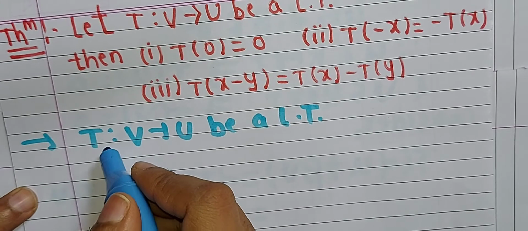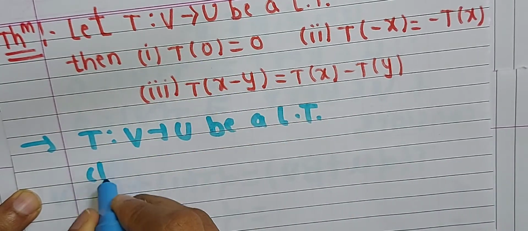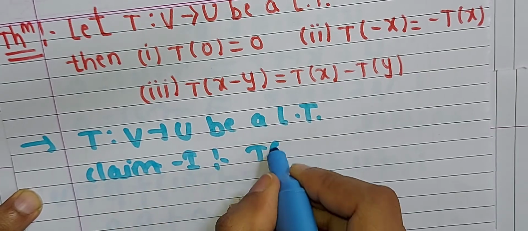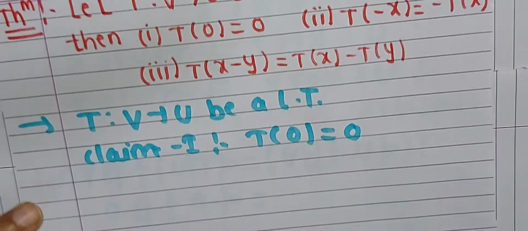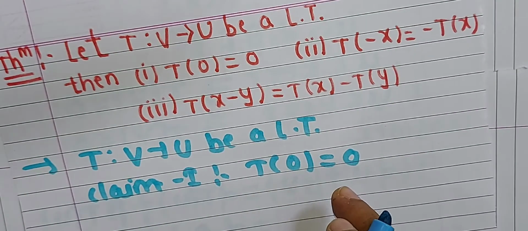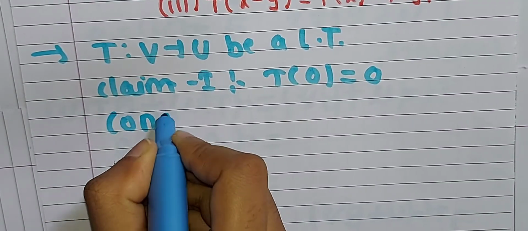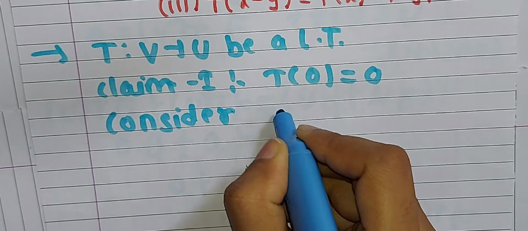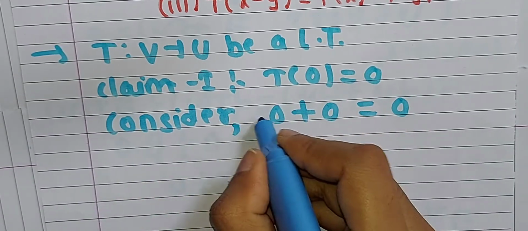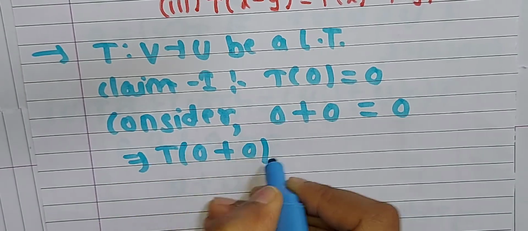So firstly here we have a T which is a linear transformation. Now the first claim is what? Claim number 1, that is T of 0 is equal to how much? 0. For that purpose we only have to consider this 0 first, then we will apply T on this 0. So firstly consider 0 plus 0 is equal to how much? 0. Now apply T on both sides, therefore that implies T of 0 plus 0 is equal to T of 0.